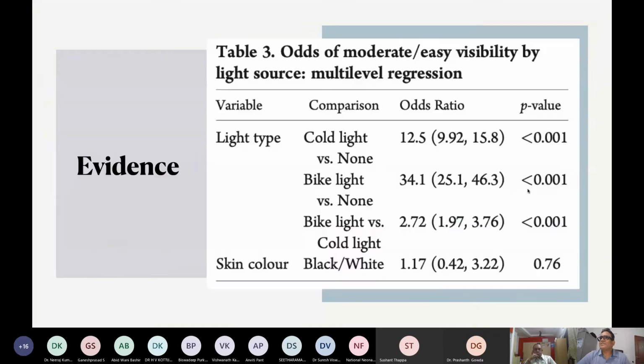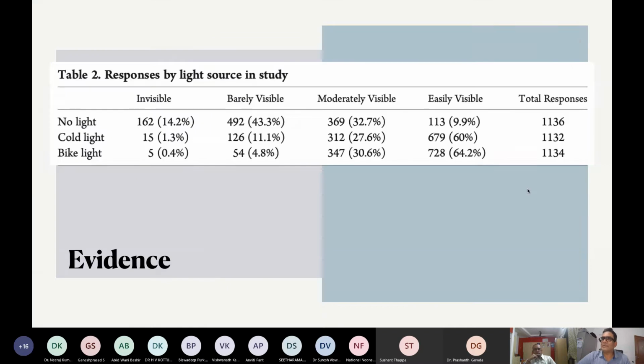So for the odds ratio, they compared the skin color, the light, the light type, basically the cold light versus no light. The odds of detecting the vein was 12.5 times, and with the bike light it was 34 times, and the bike light versus cold light was about 2.7 times, all with a significant p-value. So they concluded that the cheaper bicycle lights are better. That can be used in resource-poor countries, being cheaper and easy to clean and all those things, right?